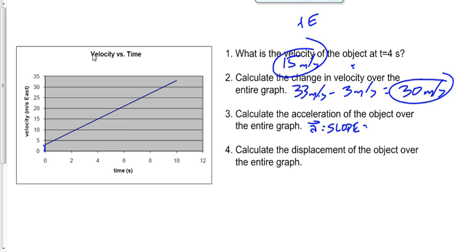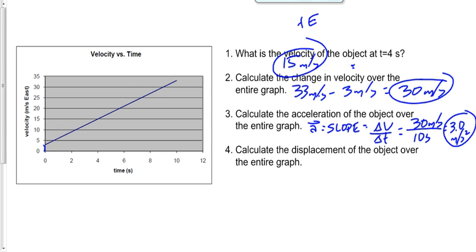Yep. Change in velocity over time. That's important, right? Because we can't just take any velocity and divide it by time. We have to take the change in velocity divided by time. So I don't care whether you go delta y over delta x, rise over run for the slope, or whether you go delta v over delta t, you're going to get exactly the same thing. I'm going to choose to do delta v over delta t because I have delta v already. I just figured it out in question number 2. 30 meters per second divided by the time interval of 10 seconds gives me an acceleration of 3.0 meters per second squared.